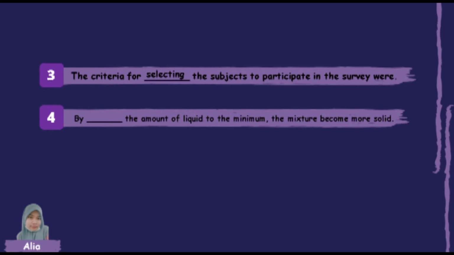Number 2. By blank the amount of liquid to the minimum, the mixture becomes more solid. The word reduce is the right answer. The word minimum is the key here. Reduce means to bring down the size, quantity, quality, value, or intensity of something. The sentence here is talking about bringing down the quantity to the minimum so the mixture becomes more solid.